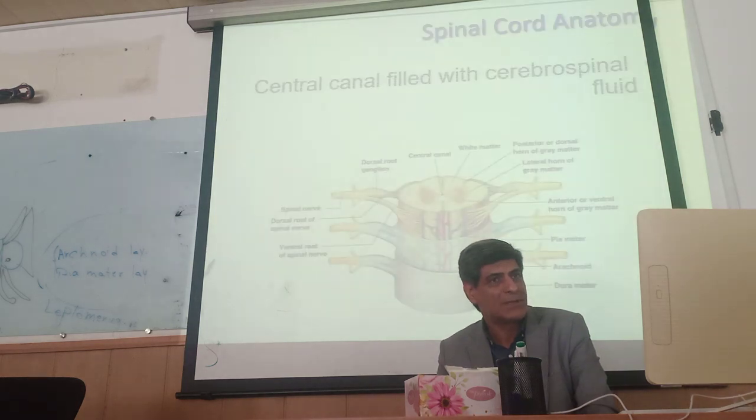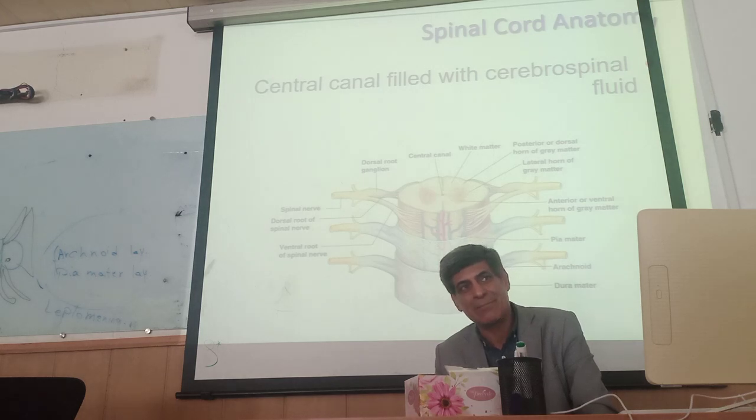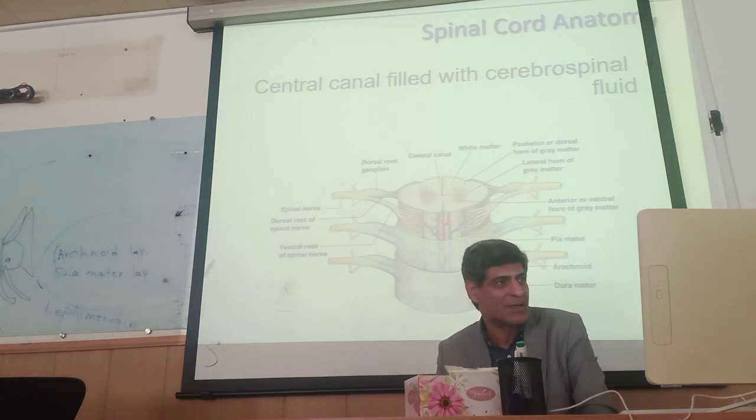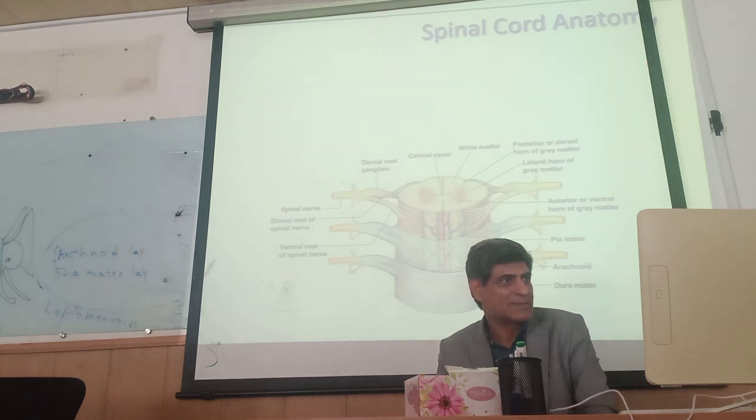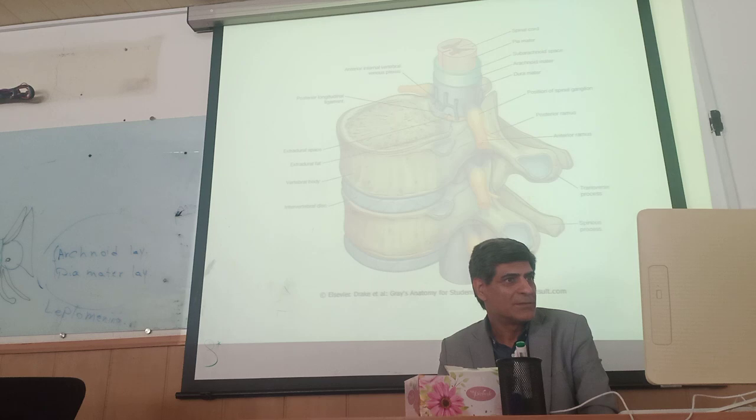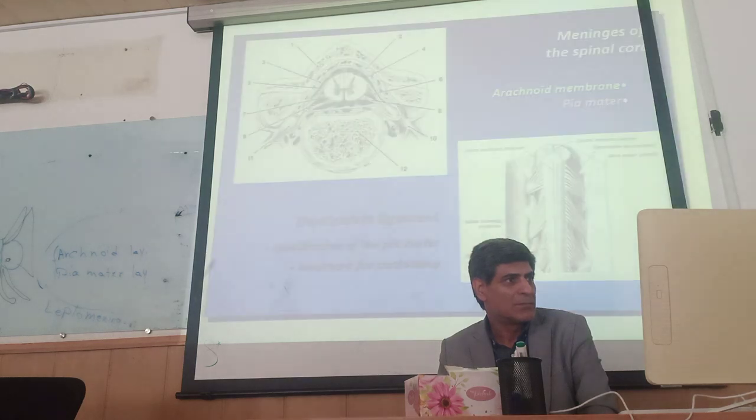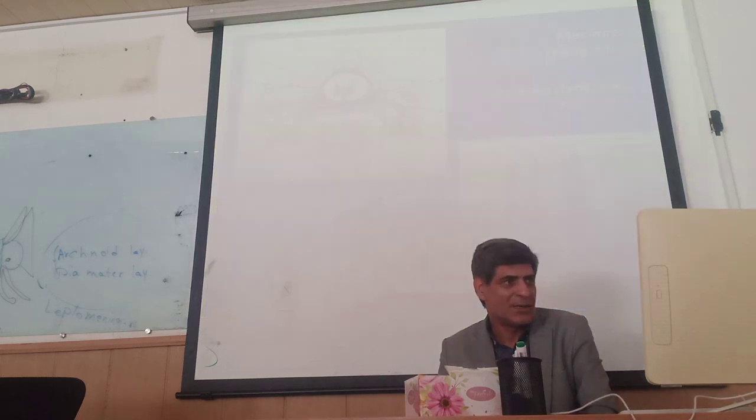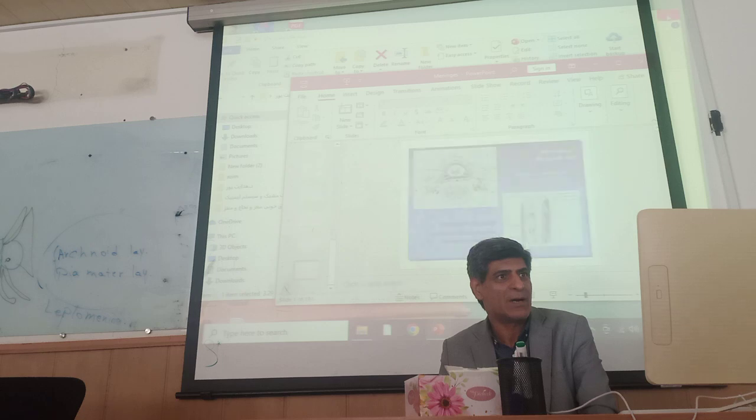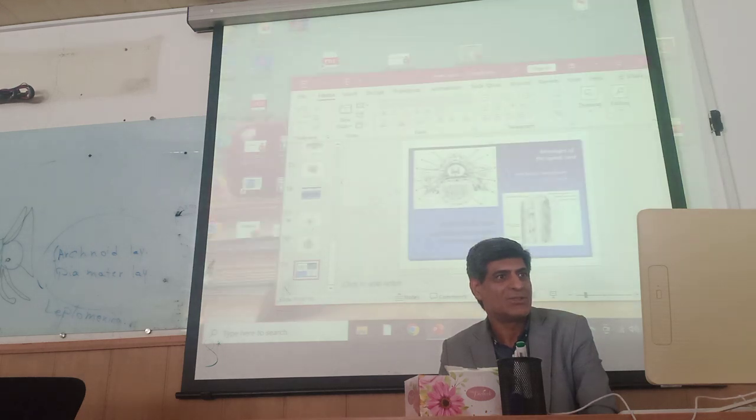The spinal cord has the same layers as the brain, with a central canal filled with cerebrospinal fluid. Spinal cord anatomy contains three layers: dura mater, arachnoid, and pia mater. The meninges of the spinal cord are the same. Okay, this part, finished.